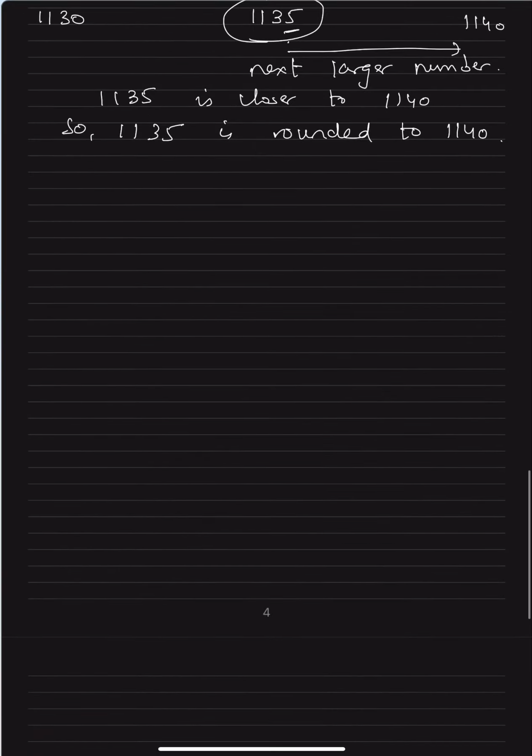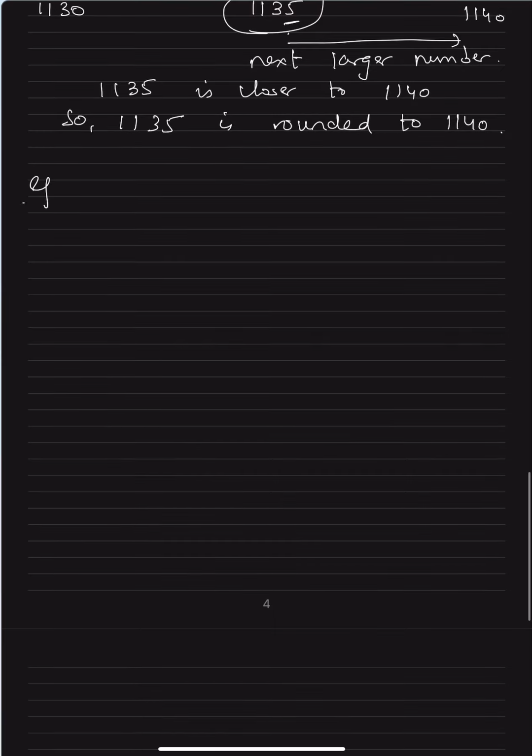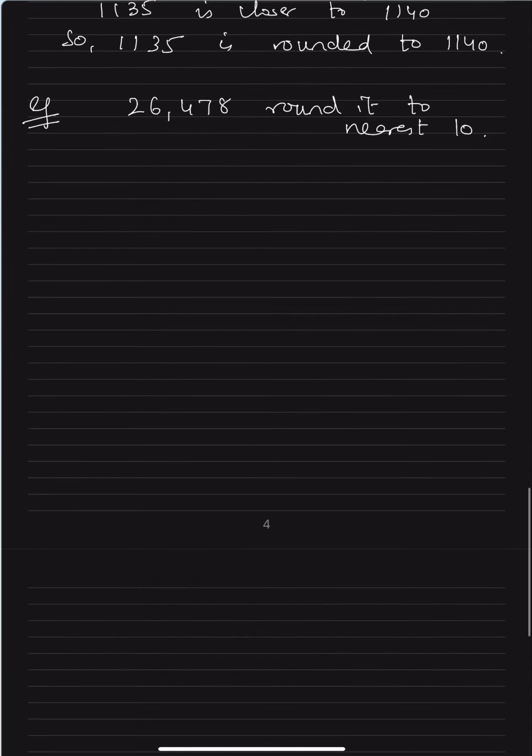One more example, we will take an example in 10,000. Suppose 26,478. Round it to nearest 10. Now, no matter here it is 26,000 and all, take these two numbers only. Understand, nearest tens means you have to take the number till tens only.